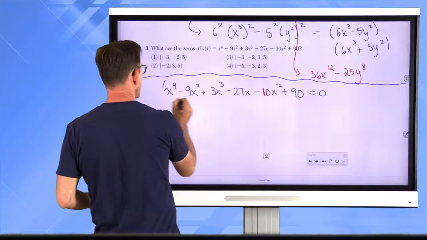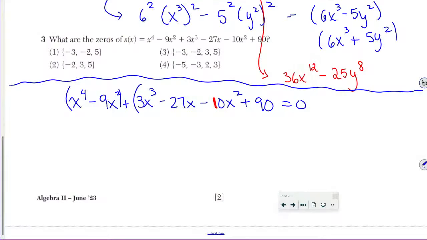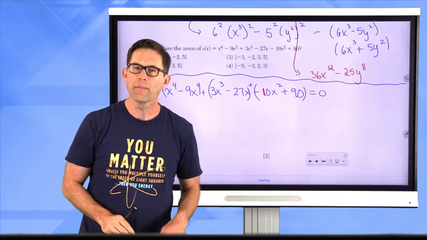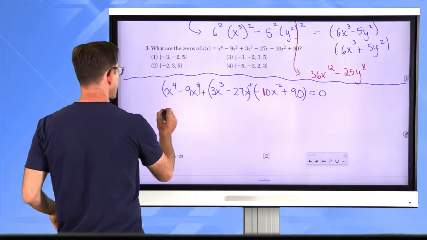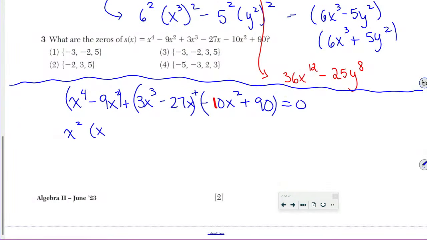I think I can group these two together, and then I'm going to group these two together. I'll put a little plus right there. And what I'm going to do is factor each one of these binomials. The first one, I'm going to factor an x squared out of, and I'm going to be left with an x squared minus 9. The second one, I'm going to factor a 3x out of it, and I'm going to be left with an x squared minus 9. And the last one, I'm going to factor a negative 10 out, and I'm going to have x squared minus 9.